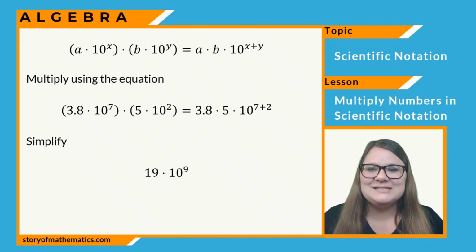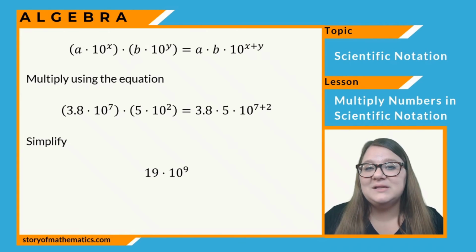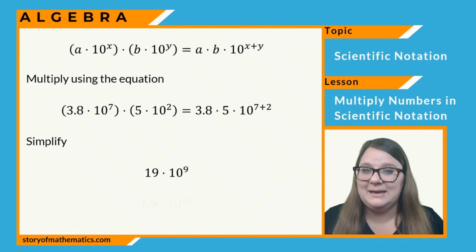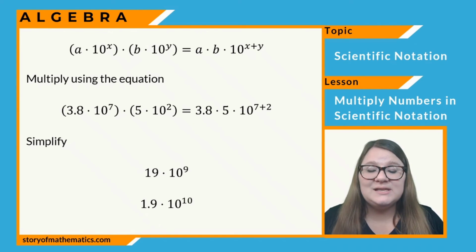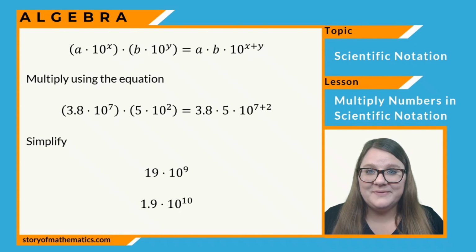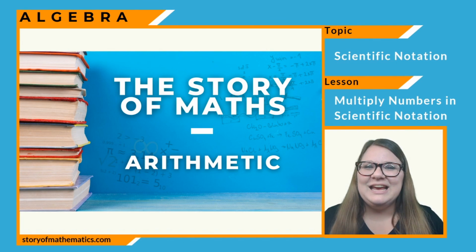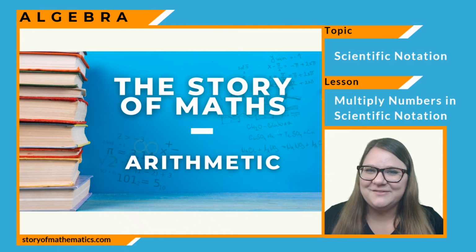But notice that my number in the front there is greater than 10. So that means I need to simplify it. In order to move this into the correct notation, I'm going to move the decimal point once to the left to make it 1.9, which means that I increase my exponent by 1. Remember, if you move the decimal point to the left, your exponent goes up 1. If you moved it to the right, your exponent would go down 1. And that is how you multiply numbers in scientific notation.